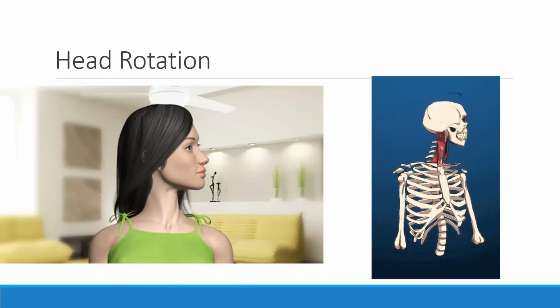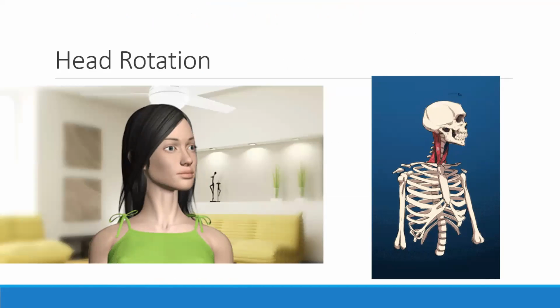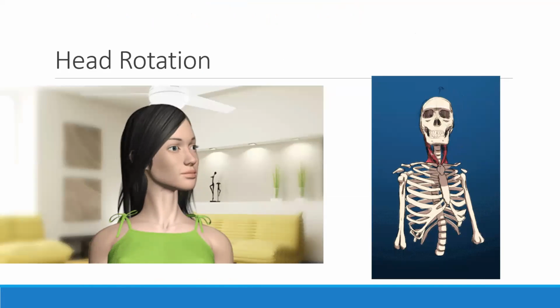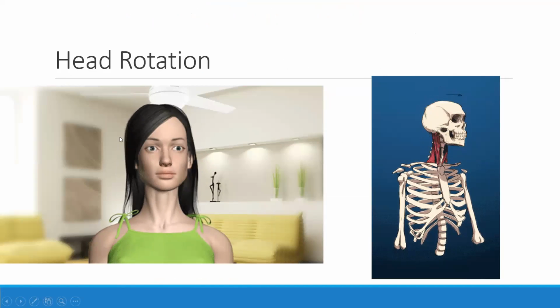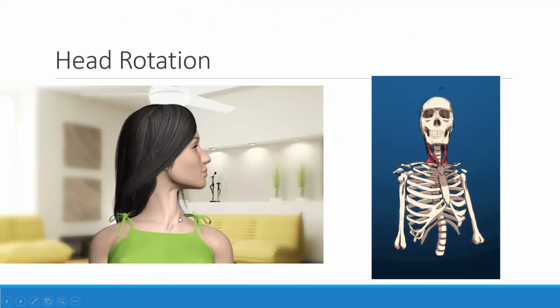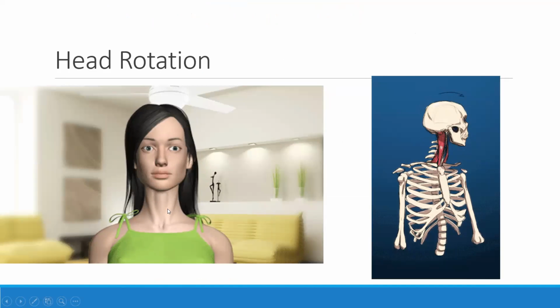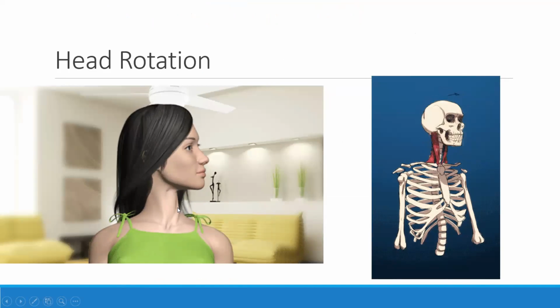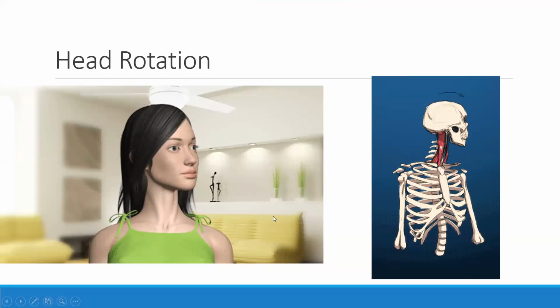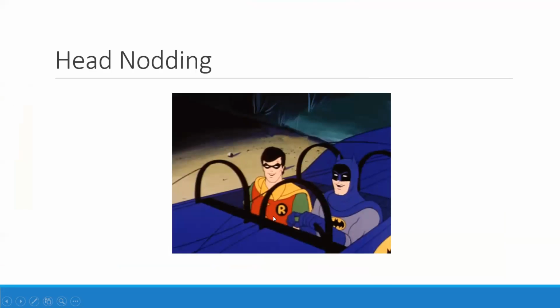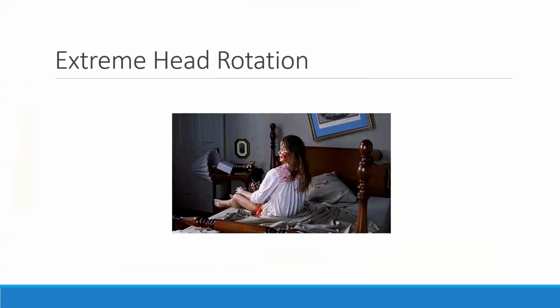The head rotation. Notice how the muscle in the animation on the right-hand side shows which side is contracting and turning our head in that direction. You can see how the sternocleidomastoid on the left-hand side of the neck contracts as it rotates around. When they both contract, you get head nodding. Now, there are some extreme cases of head rotation that you don't usually see.